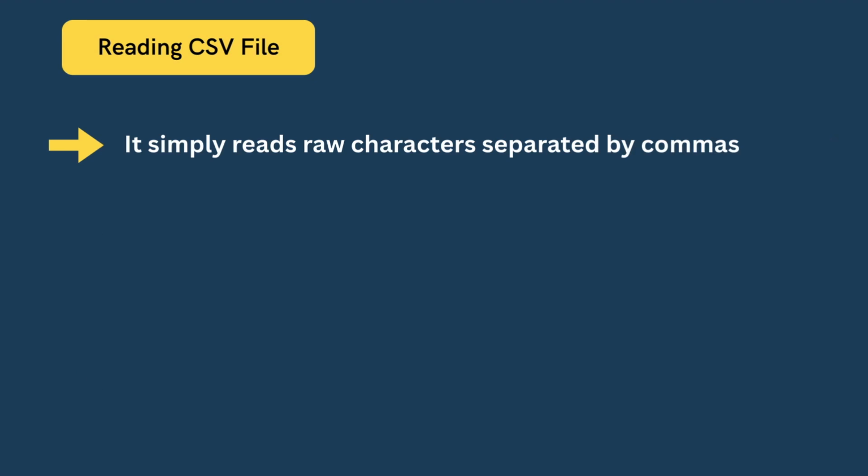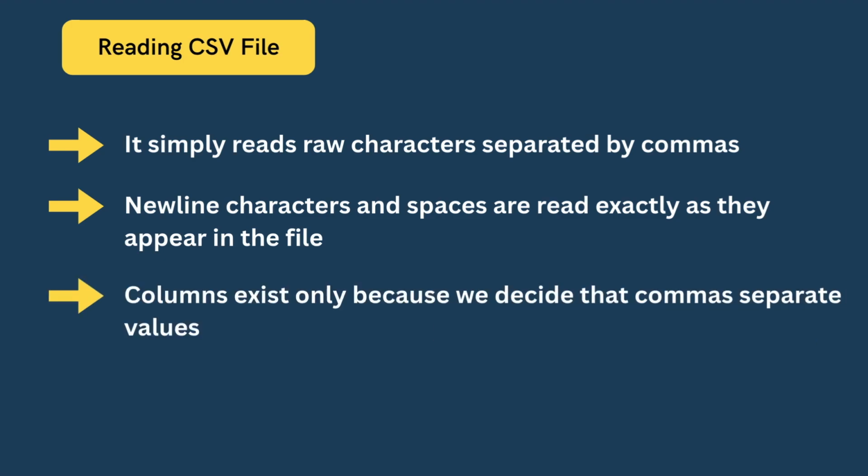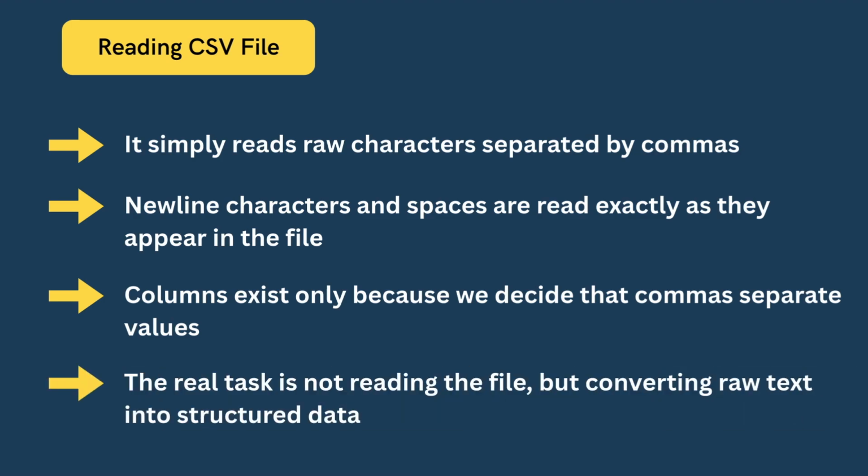It sees characters separated by commas, it sees new line characters that mark the end of each row, and it sees spaces exactly as they exist in the file. That's all. The idea of columns only exists because we decide that a comma separates values. Python doesn't assume that. We tell it how to interpret the text. So the real task is not reading a CSV file. The real task is converting raw text into structured data.